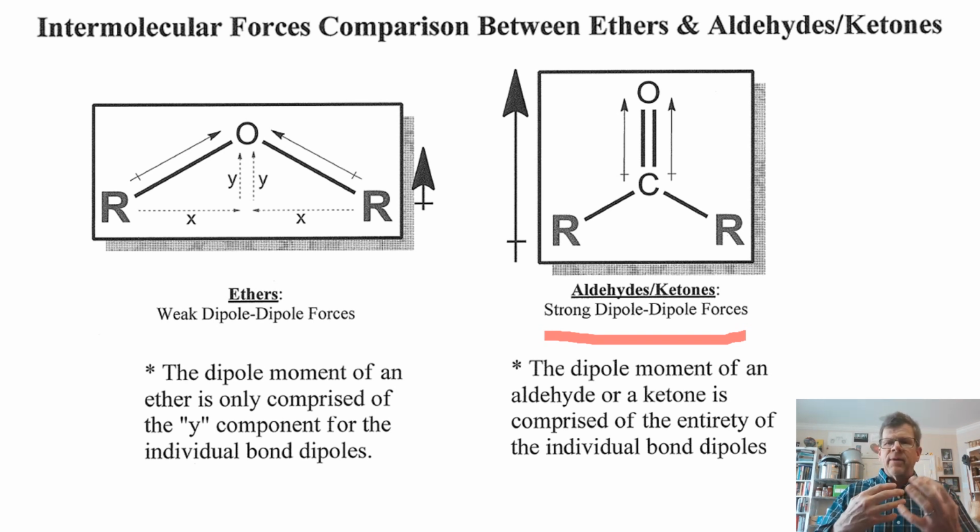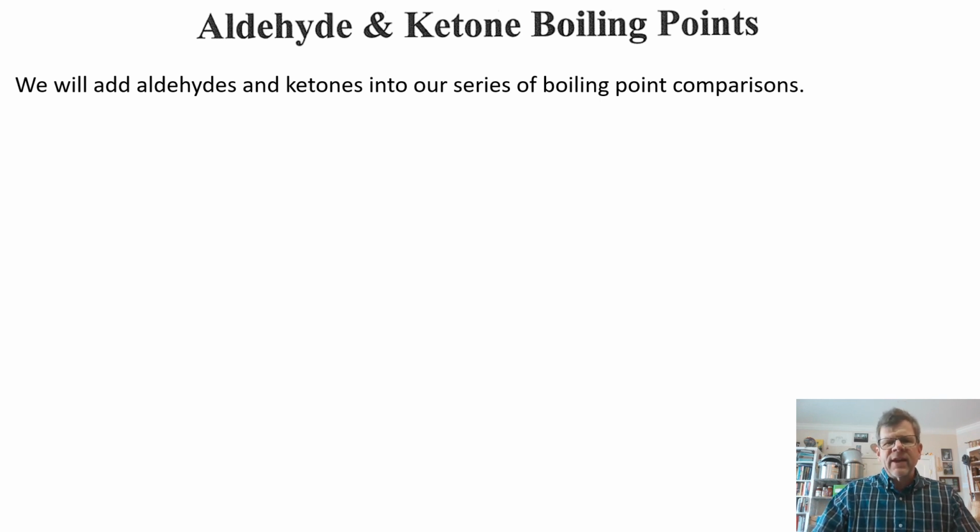So if we had a number of different functional groups on molecules which are similarly massed, if the intermolecular forces between the molecules of an aldehyde or a ketone are stronger than those of an ether of similar mass, we'd expect to have a higher boiling point for the aldehyde and the ketone, and that is exactly what we see. So let's add aldehydes and ketones now into our series of boiling point comparisons. We're going to be using the same ones as before.